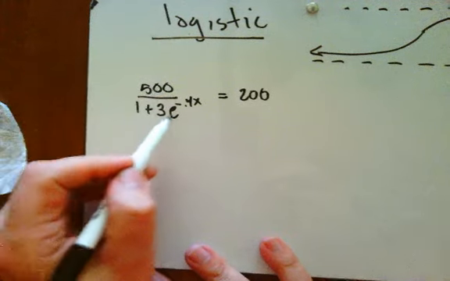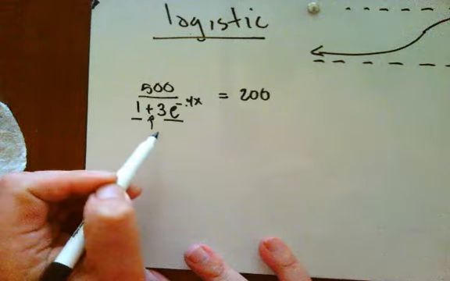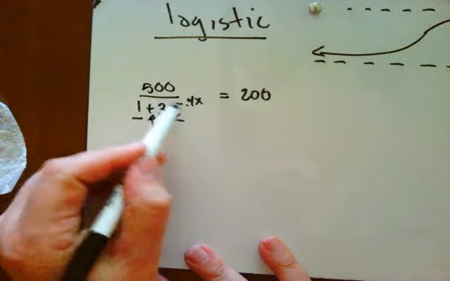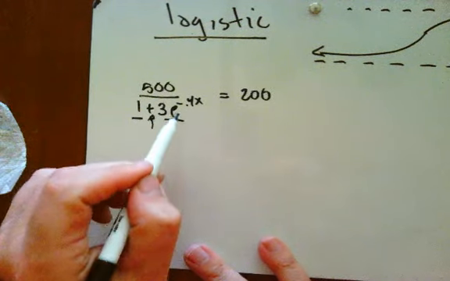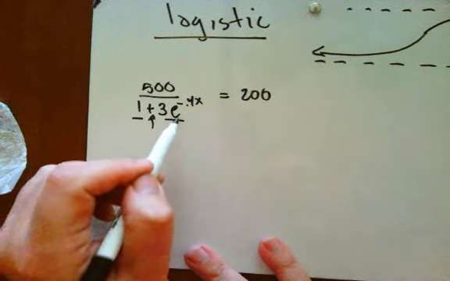501 over 1 plus 3e to the negative 0.4x. And I'm wondering when this equals 200.